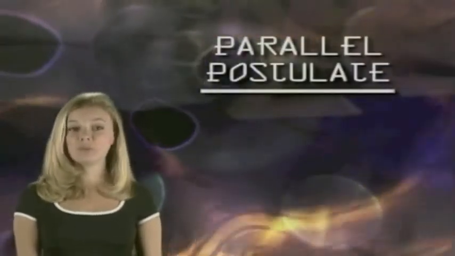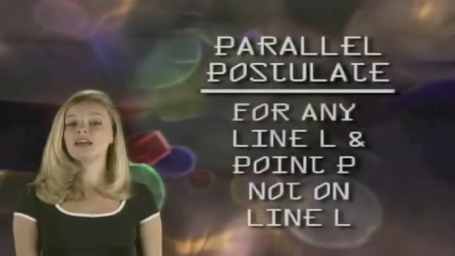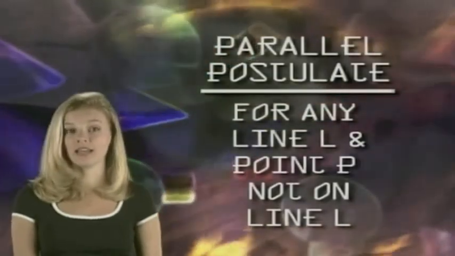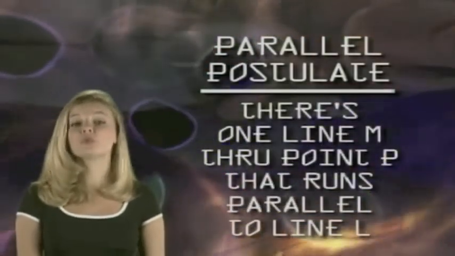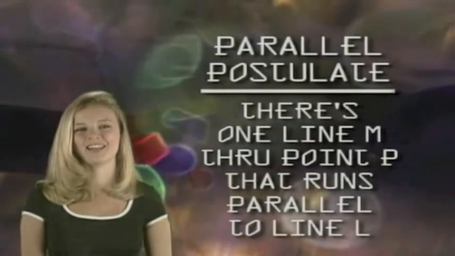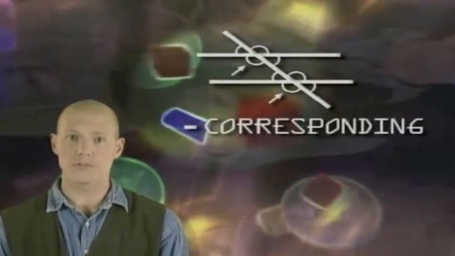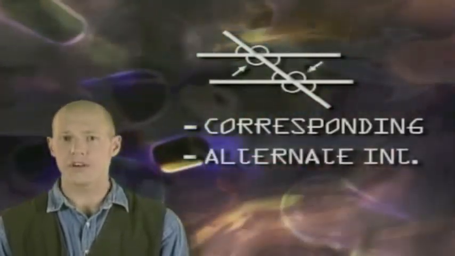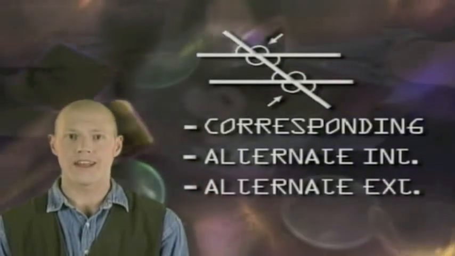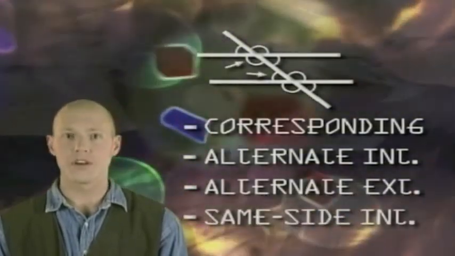Now, we've made it to the end of the section. Want to take a look back? You got it. The parallel postulate is one of the more important postulates. It says that for any line L and point P not on line L, there's exactly one line M through point P that runs parallel to line L. When a transversal cuts two lines, 8 angles are formed. We categorize them as corresponding angles, alternate interior angles, alternate exterior angles, and same-side interior angles.